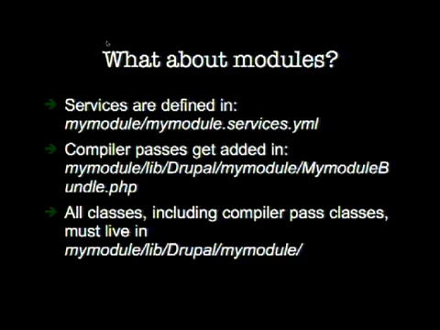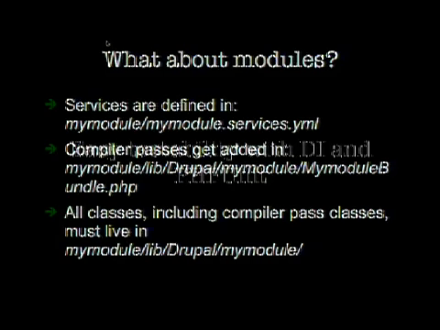And then for your modules, if you want to write some nice decoupled classes and have them wired into the container, if you want to define them as services, you'll have a YAML file for them. And then, if you want to use that compiler pass mechanism, you'll need a bundle class as well for your module. And all classes, including compiler pass classes, need to live in a particular directory. That's just tied into the PSR-0 standard that we're using for namespacing classes, so that our autoloader knows where to find them.